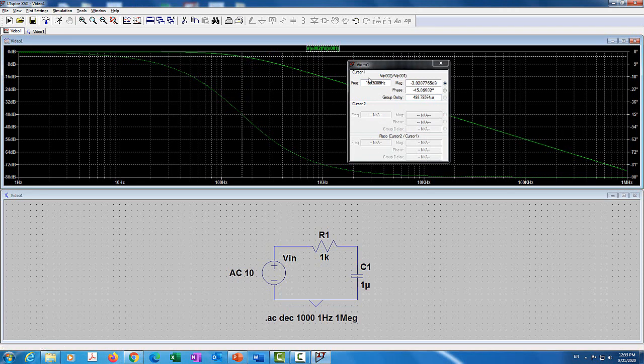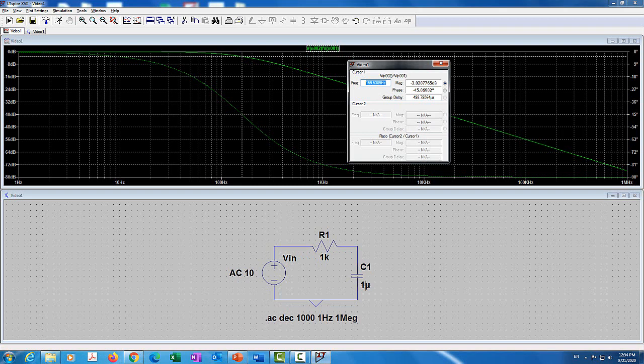I think this is good enough. So you can see that the negative 3 dB frequency in the simulation occurred at 159.53 hertz. Now in theory, if you solve for the 3 dB frequency here, in radian per second, it is going to be the reciprocal of the time constant. The time constant here is going to be 1 millisecond. It's basically R times C. So 1K times 1 micro is going to give me 1 millisecond.